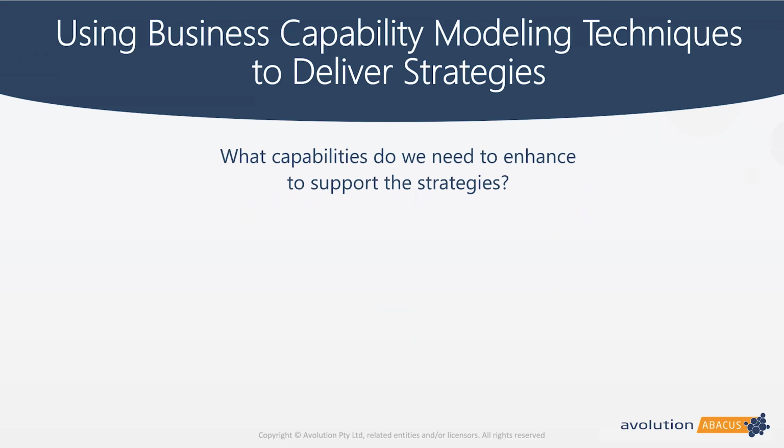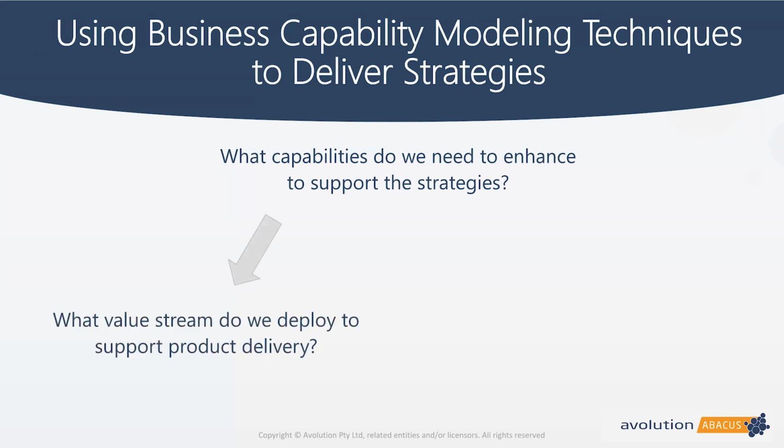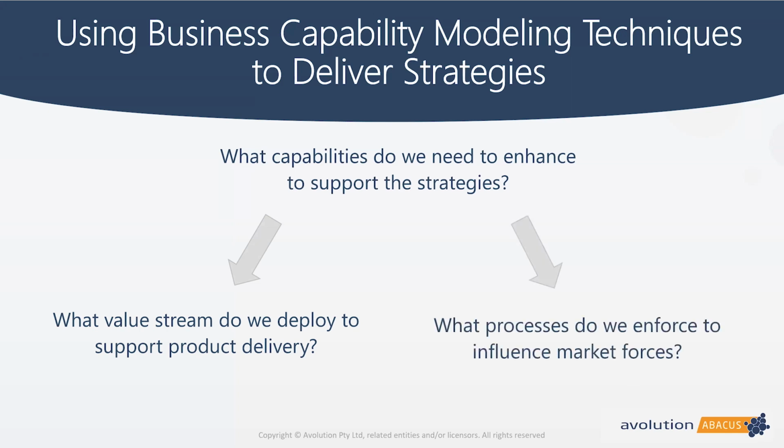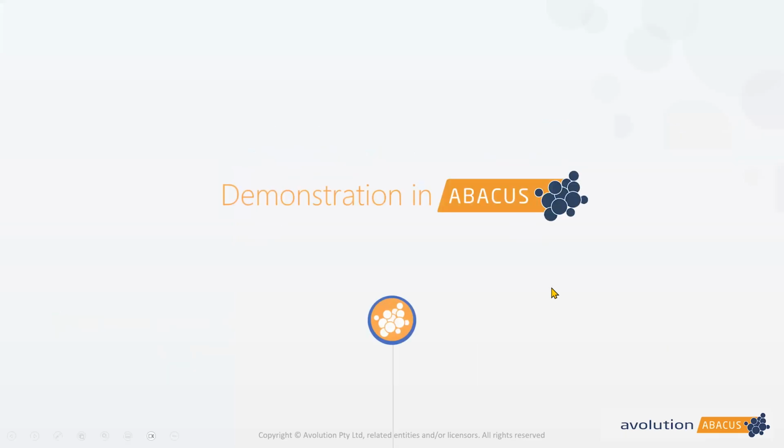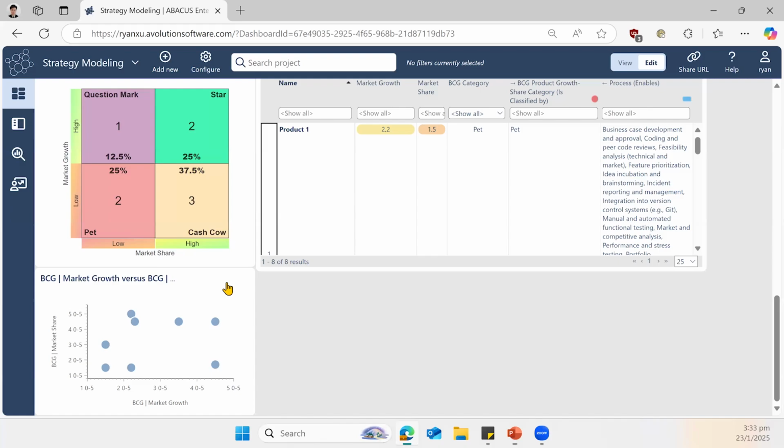From the step from formulation to categorization, now to the portfolio of product and market, we can really answer that question quite reliably. First, what value stream do we deploy to support the product delivery? That's from the product side. And the other question is, what processes do we enforce to influence market forces? So now it really goes to the process level. Let's quickly integrate that with some common artifacts we have.